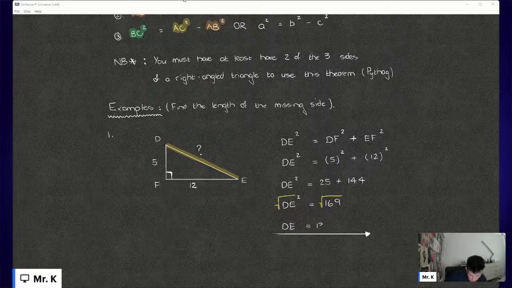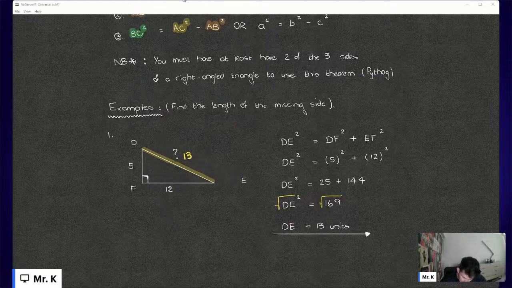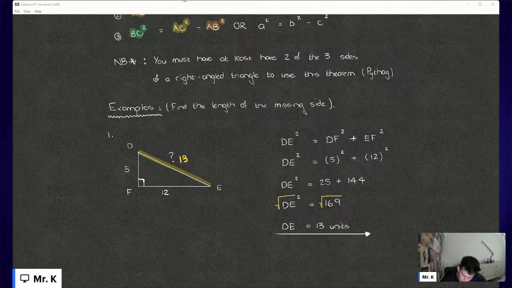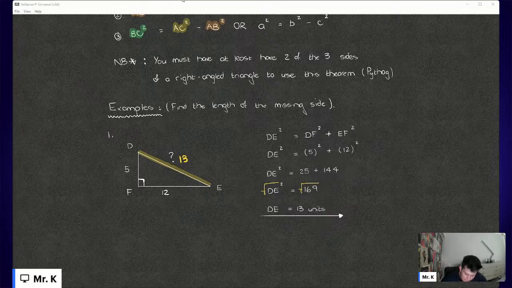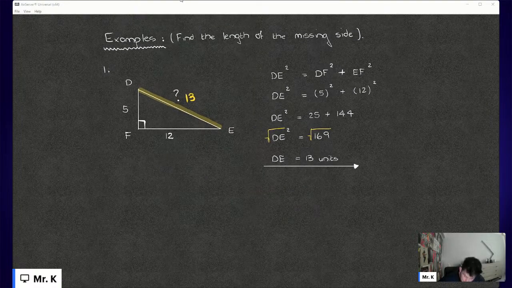So now we know that the longest side of the triangle is 13 units. And does that make sense to us? Well, yes, because it's definitely longer than the 12 centimeters at the base and the 5 centimeters on the left. Okay, so guys, that is how we would go about solving question number 1. And please take careful notes of how I've laid everything out very logically.